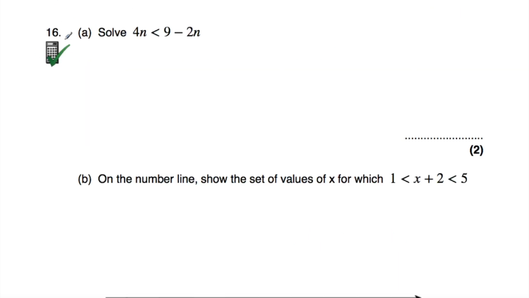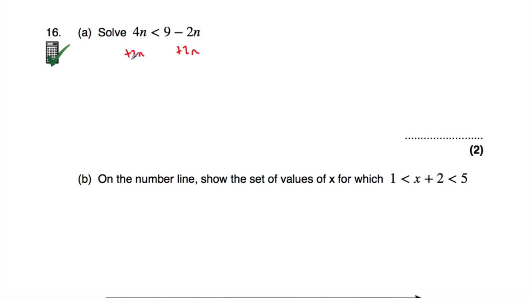Okay, let's have a look at our next question, question number 16. Question 16a says solve 4n is less than 9, subtract 2n. So we want to solve this inequality. Now notice that we've got n's on both sides of the inequality. So let's get rid of the lowest number of n's, this minus 2n. So let's add 2n to both sides.